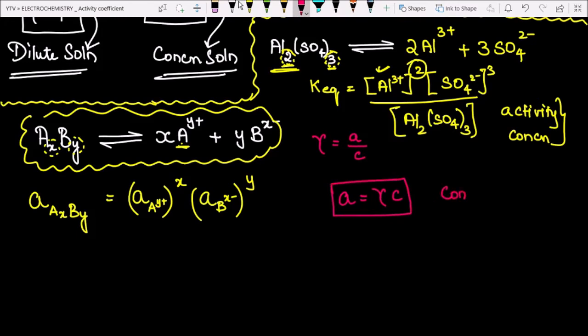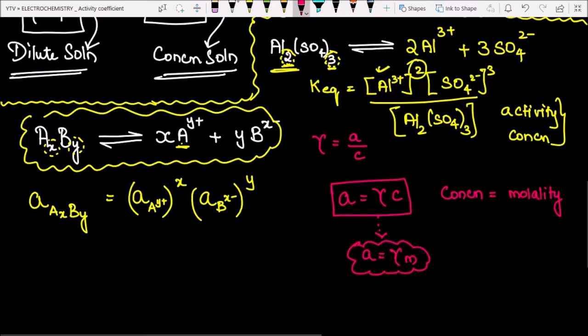Here concentration is talked about in terms of molality. Then I can write it as a = gamma into m. Can I substitute it over here? Like I can substitute, right? Now to simplify it, since there are a lot of variables, I'll call A^(y+) just the positive charge, the cation, and similarly B^(x-) the negative charge.